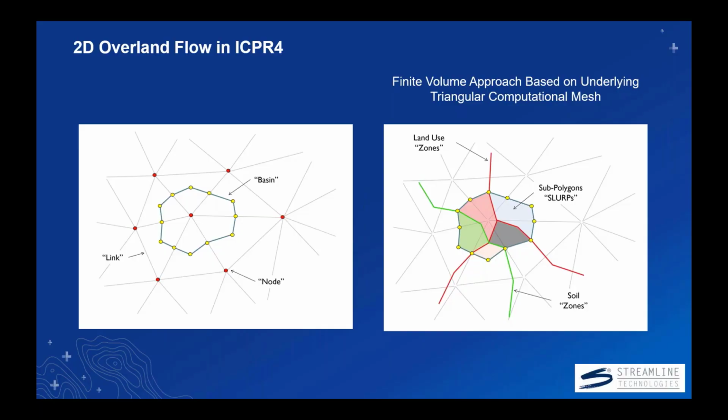Then we take those irregular shaped polygons, which we affectionately refer to as the honeycomb, and intersect those with thematic polygon map layers such as land use and soils. We get a breakdown of the subpolygons, and then for each subpolygon we have soil attributes, land use attributes, and we can break it up into rainfall zones as well. So it's a truly distributed model.